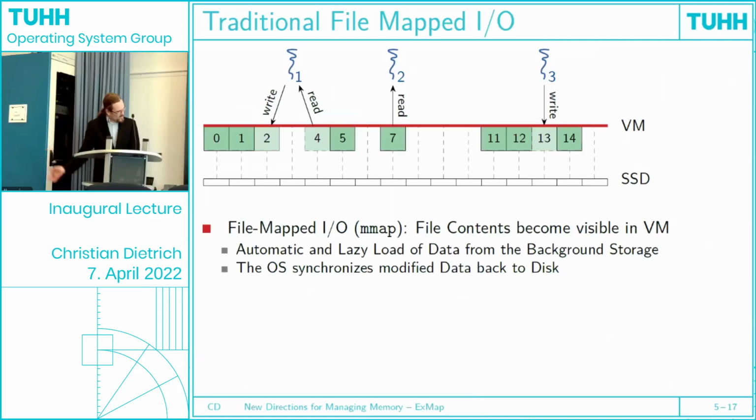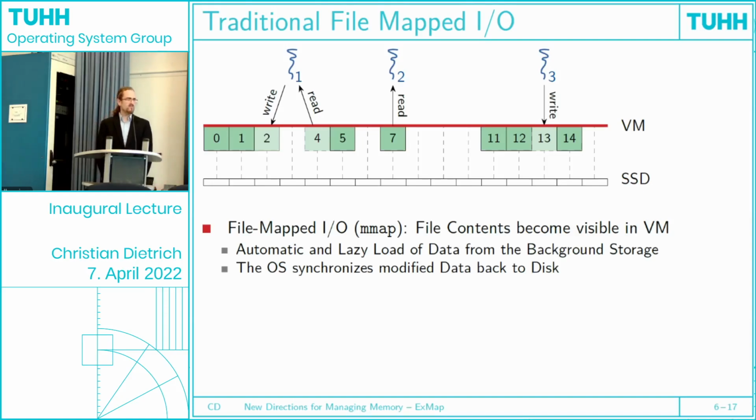So when you want to access the contents of a file, you have two different routes that you can go. On the one hand, you can invoke explicit system calls like read and write and instruct the operating system to get a copy of the data within your memory into a fixed buffer. This is the explicit variant of doing I/O. You explicitly ask for the memory.